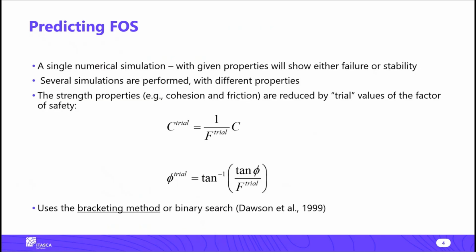Essentially what you do is a binary search. So you start by reducing the strength by, say, a factor of 2, and you see if it's stable or not. And if it's unstable, then you reduce by a factor of 1.5 and try that and see if it's stable or not. If it's unstable, you reduce by a factor of 1.25 and so on. So you just do this binary search until you narrow in on the level of accuracy that you're interested in.